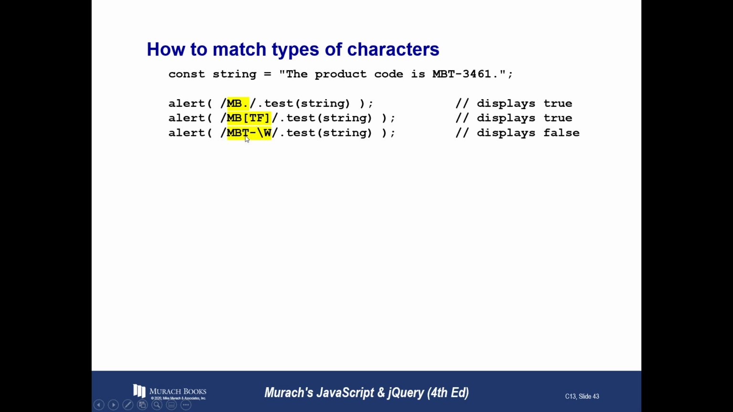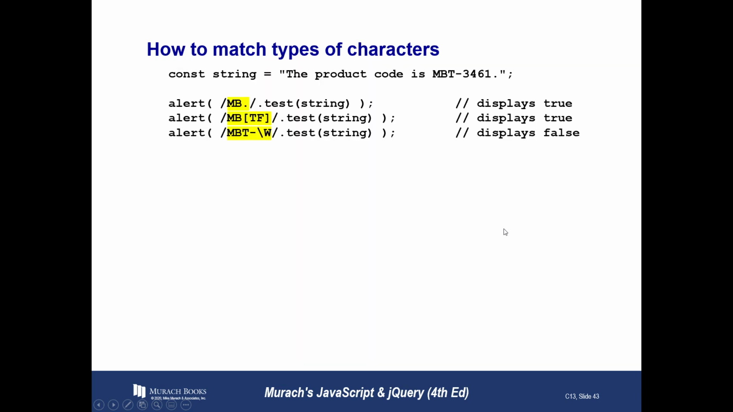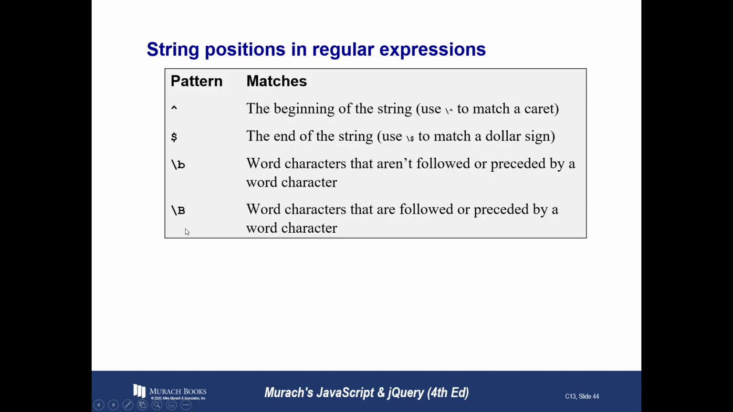Now MBT dash, and then I'm escaping with the capital W. Capital W means anything that is not a letter, number, or underscore. Do we have that? No, we have a number, so this is a false. Okay, I hope this is clear.